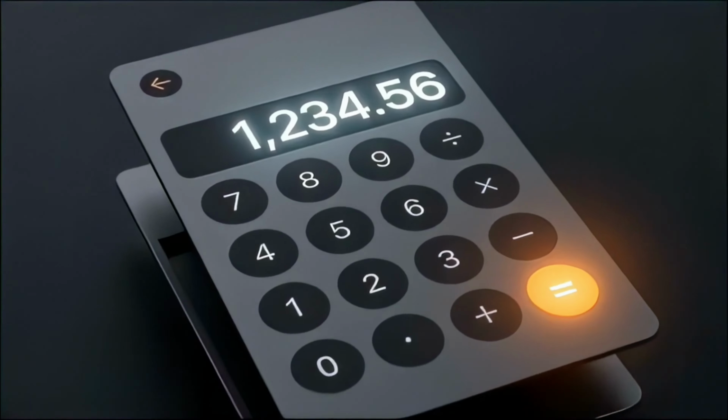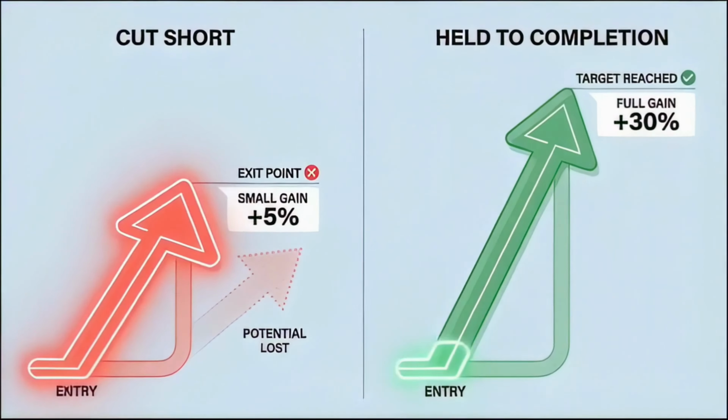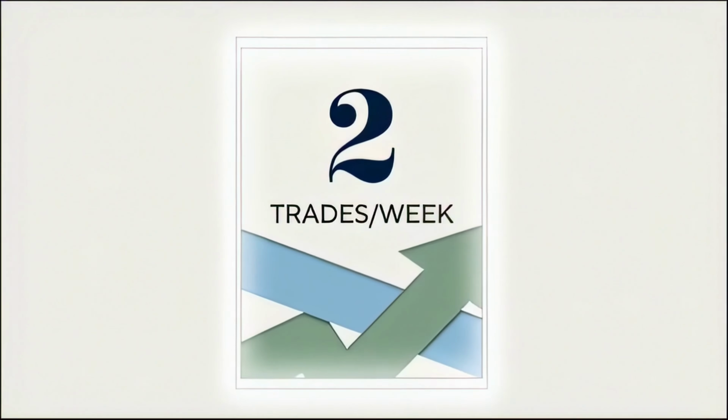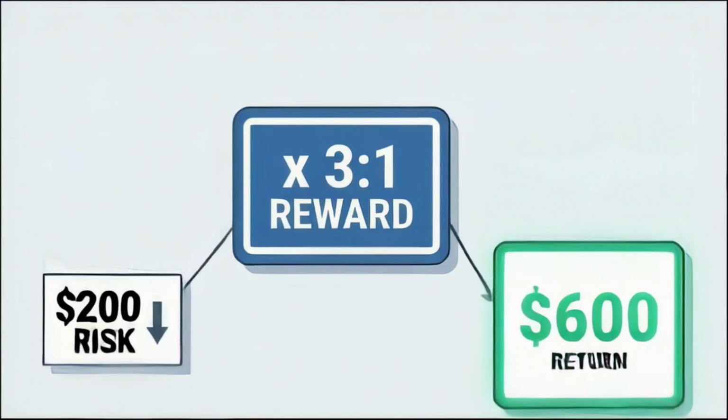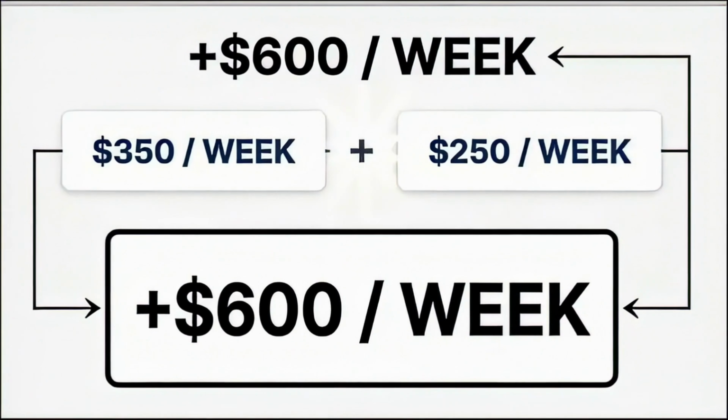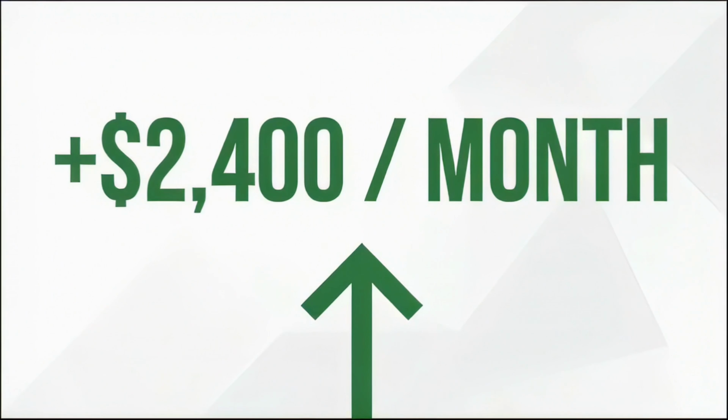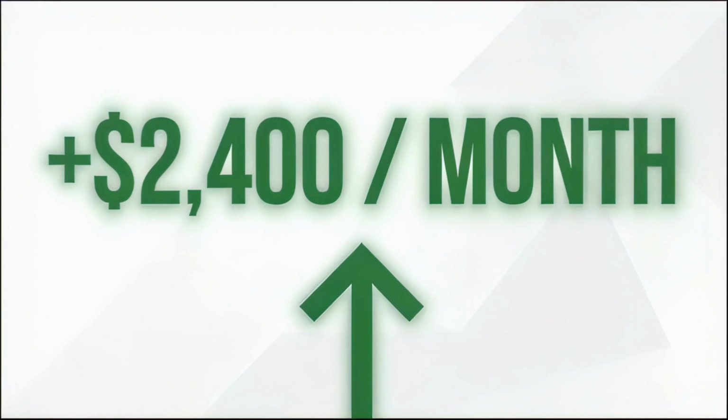Let's do arithmetic. Say the only thing this changes is that you stop exiting winners early, you hold 2 trades a week to their actual target instead of bailing at half, and each of those was a $200 risk running at 3-to-1. Capturing the second half of both is roughly $600 a week you were already entitled to and were leaving behind. Around $2,400 a month, from an exit habit rather than a new setup.